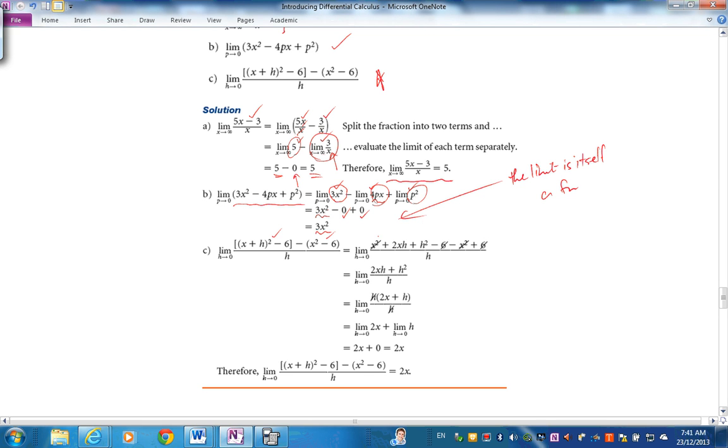Let's expand the first one. First one squared, twice the product, second one squared, minus a 6. And then minus x squared, don't forget this, negative negative makes a plus 6. So we cancel everything out, we get this thing.